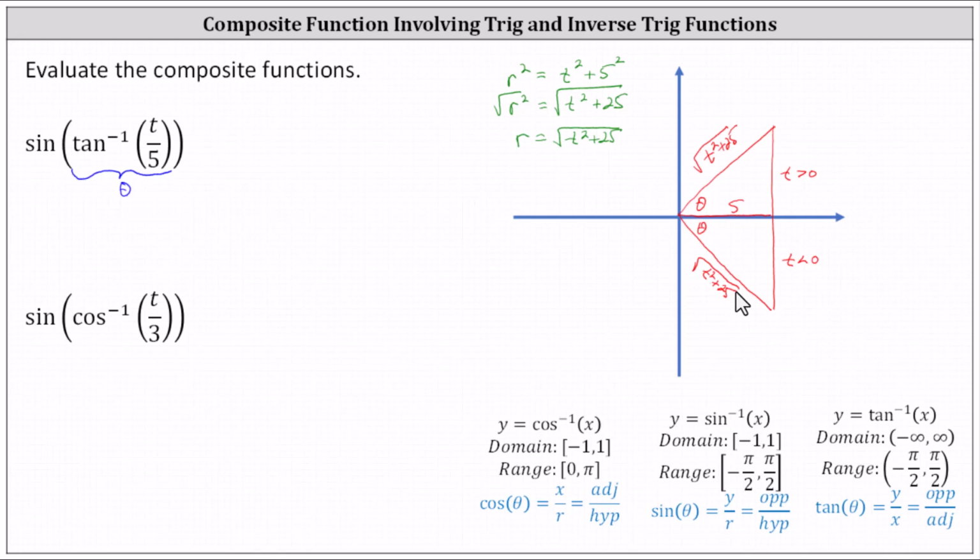And notice for both reference triangles, the sine of the angle theta, or the ratio of the opposite side to the hypotenuse, is t divided by the square root of the quantity t squared plus 25.